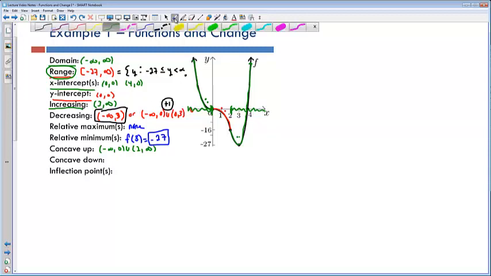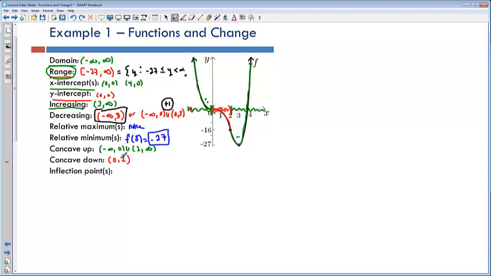And of course, in between, it's part of that frown, so it's concave down. So between 0 and 2, those x values, if you look at the graph, you'll see it's concave down. So 0, comma, 2.